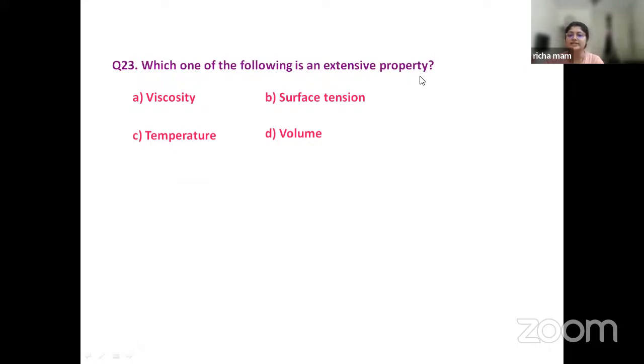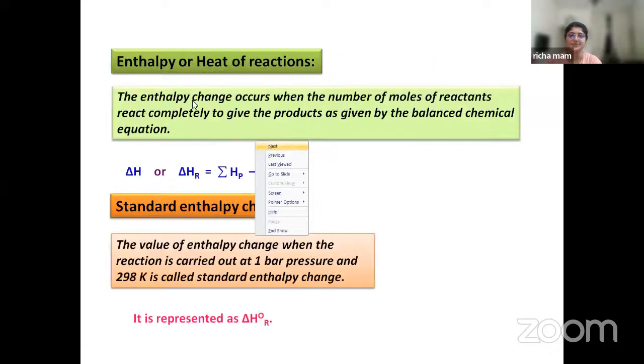Which one of the following is an extensive property? A, viscosity; B, surface tension; C, temperature; and D, volume. Which of the following is an extensive property, which depends on the matter? Does temperature depend on the quantity of matter? No. Surface tension? No. Viscosity? No. So volume depends on the quantity of matter. Volume is the extensive property because it depends on the quantity of matter present in the system. So option number D is the correct answer.